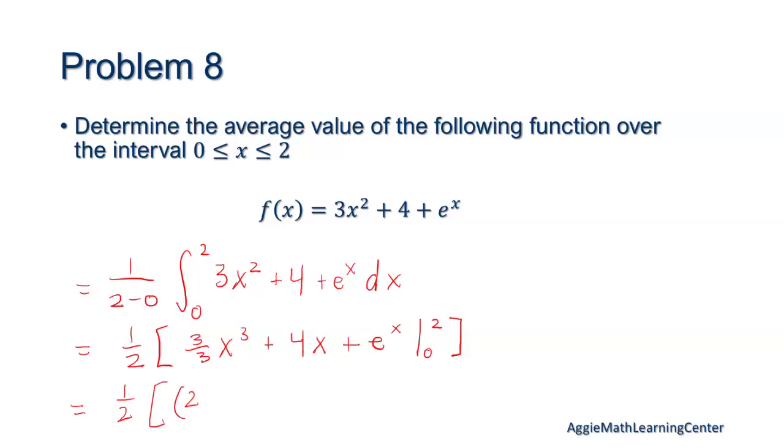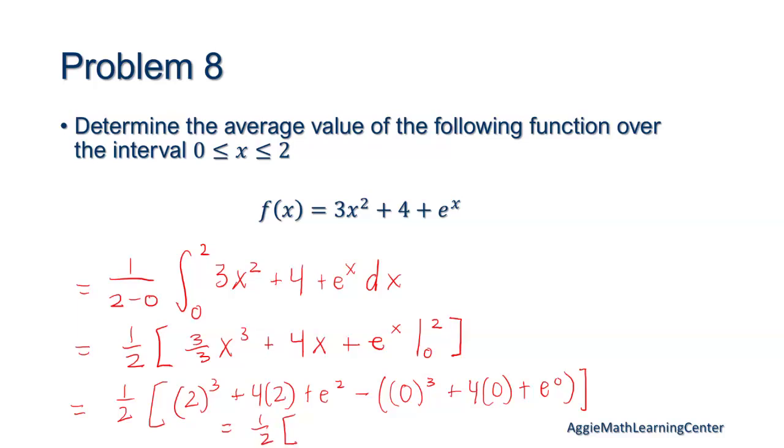So it gives me 2 cubed plus 4 times 2 plus e to the 2, minus 0 cubed plus 4 times 0 plus e to the 0 power. Okay, and now we're going to evaluate. We'll continue to evaluate, I suppose. So it gives me 2 cubed is 8 plus 8 plus e squared.